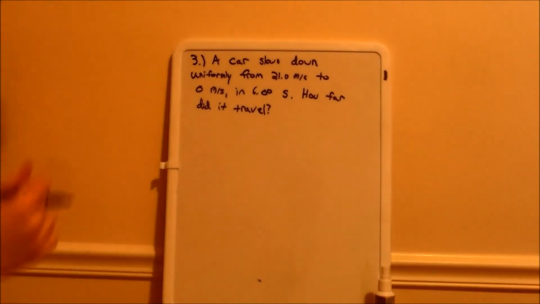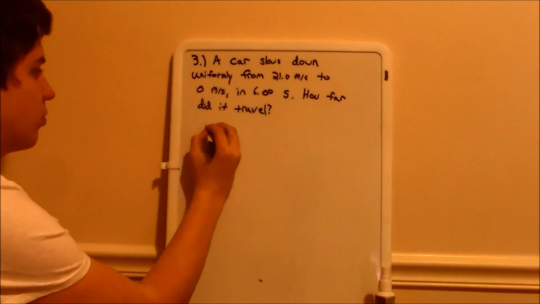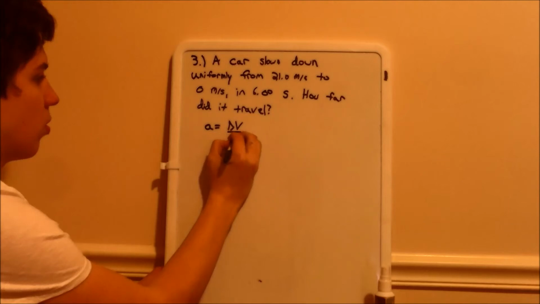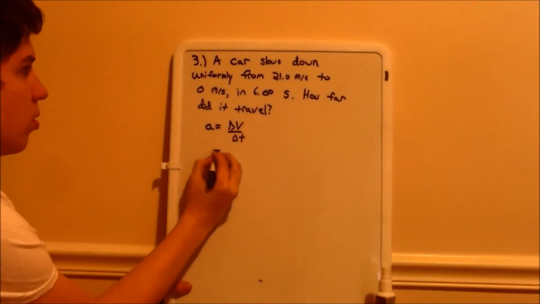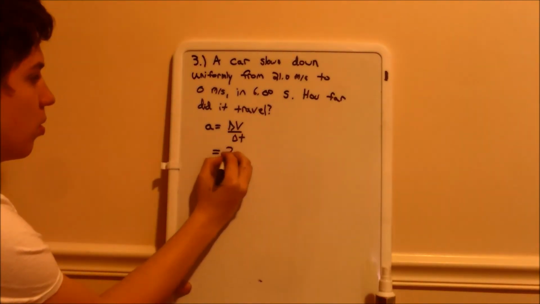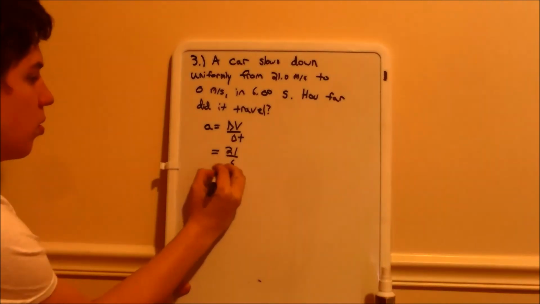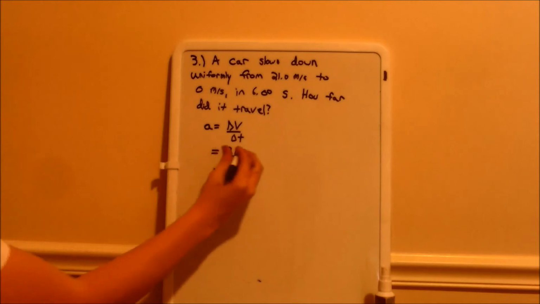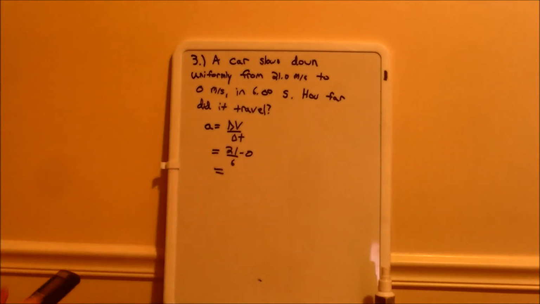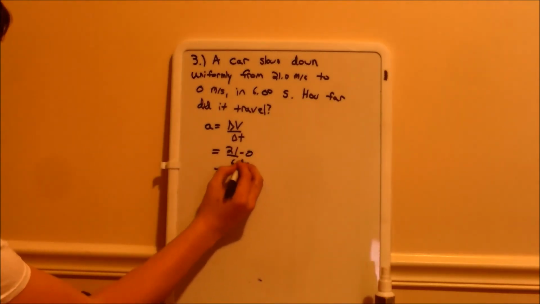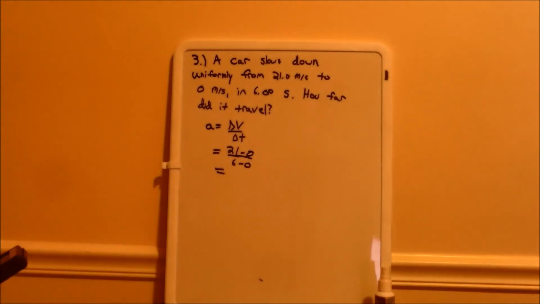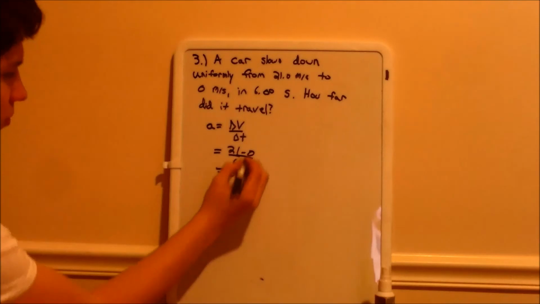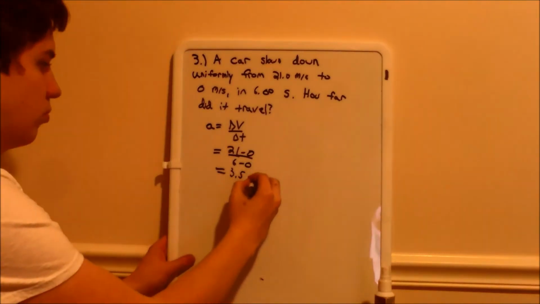In our last one, we have a car that slows down uniformly from 21 meters per second to 0 meters per second in 6.00 seconds. How far did it travel? Here you'll notice we have three significant figures. First off, we need to calculate the acceleration by saying acceleration is equal to change in velocity over change in time. Here I rewrite change in velocity, change in time as 21 minus 0 over 6 minus 0. Here we'll end up dividing 21 over 6, and we will get 3.5 meters per second squared.